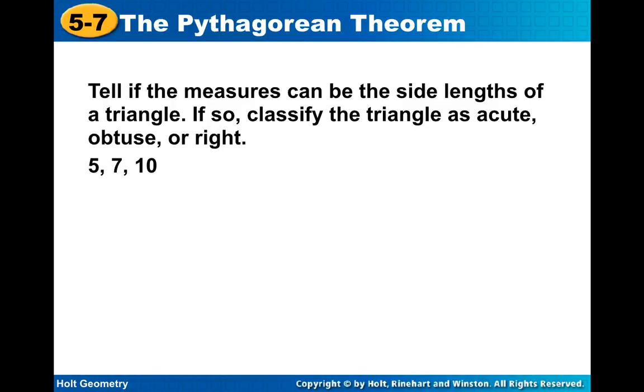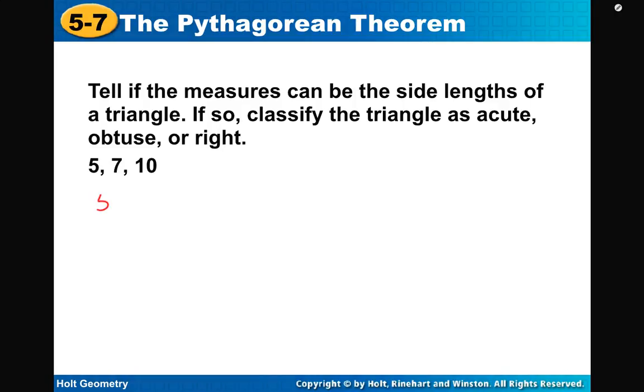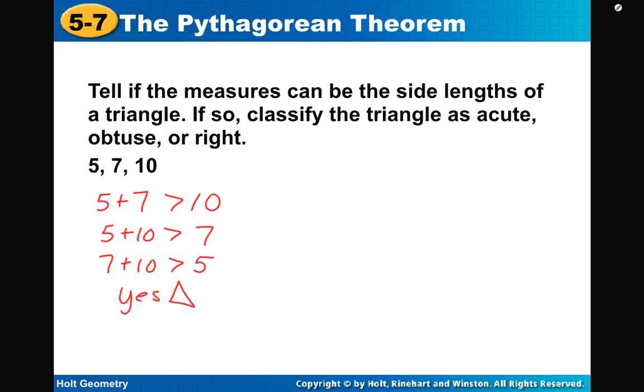Tell if the measures can be the side lengths of a triangle, and if so, classify the triangle, acute, obtuse, or right. If we have 5, 7, and 10, add together 5 plus 7. Is that bigger than 10? Okay, is 5 plus 10 bigger than 7? And is 7 plus 10 bigger than 5? All of those work, so yes, it will make a triangle.